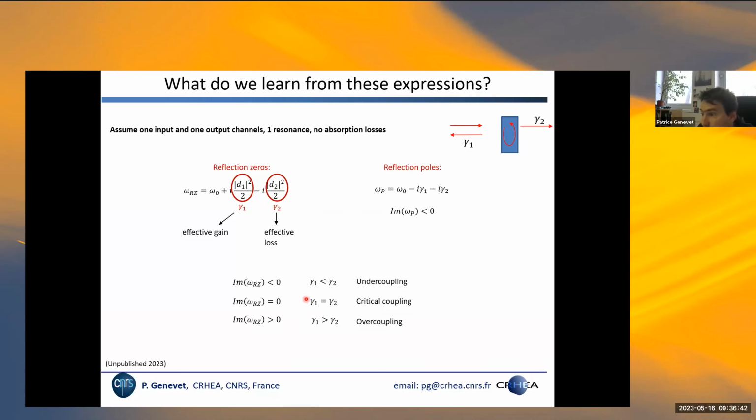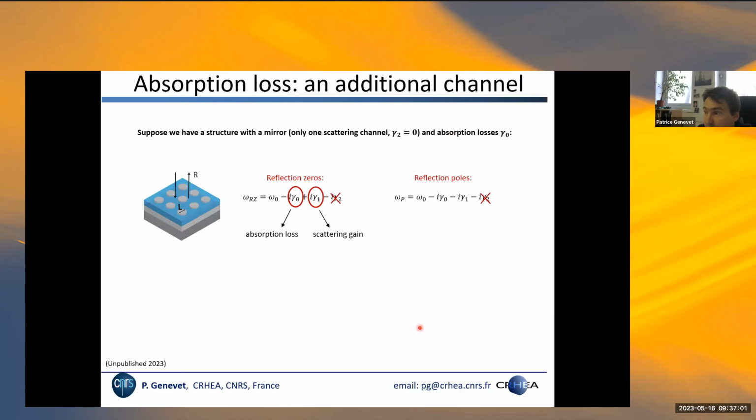The critical coupling regime is when the imaginary part is equal to 0, when the system is inversion symmetric, or parity symmetric if you want, in the topological photonic language. If the imaginary part is positive, you find the overcoupling regime, which is the regime in which we are interested for the design of metasurface.